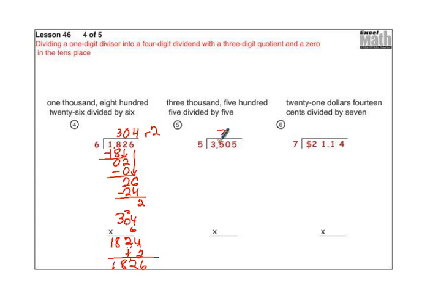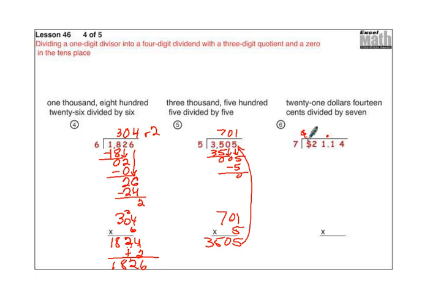35 divided by 5 is 7. 7 times 5 is 35. 0, bring down the 0. 5 goes into 0 0 times, so we're going to bring down the 5 next. 5 divided by 5 is 1, and there you have it. So 701 times 5. 1 times 5 is 5. 0 times 5 is 0. 7 times 5 is 35. Matches up.